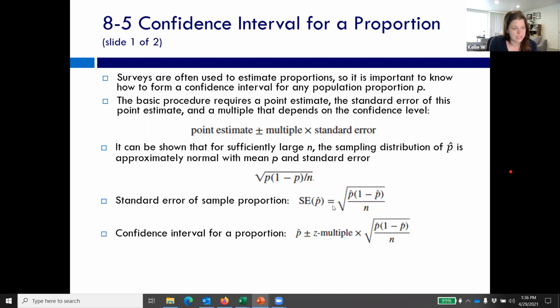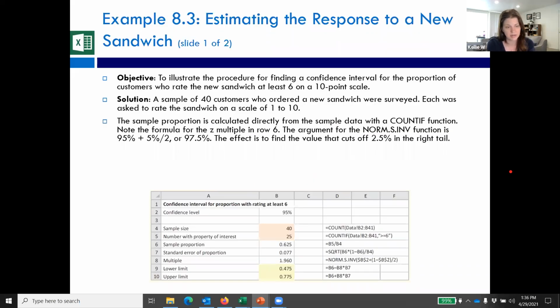So our standard error and confidence interval are calculated. Again, we're not going to stress out over that formula so much and just focus on what this looks like when Excel is doing all of the hard work for us. If we go back to the sandwich data, let's say that we want to find the confidence interval for the proportion of customers who rated this new sandwich at least 6 on a 10-point scale. We already had the 40 customers who were surveyed, and they rated the sandwich on a scale of 1 to 10. We want to know what proportion of them rated it at least 6, and what the confidence interval is around that.